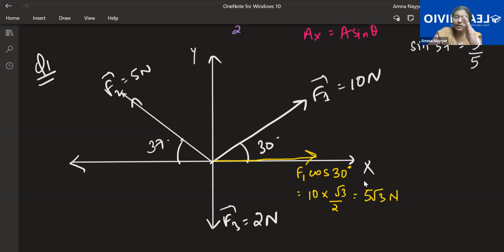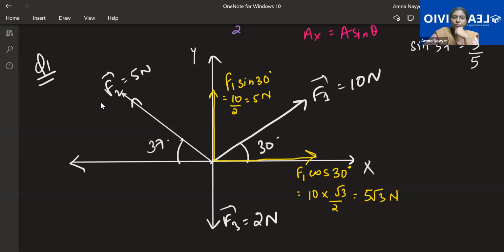So 10 Newton is the parent vector. Now you are extracting its components. So one of the components is 5 root 3. Now we have to look for the other remaining component. That is the perpendicular one, where we receive sine theta. So this one will be F1 sine 30 degrees, which is 10 by 2, that is 5 Newton. Now when you combine these components, you will get your 10 Newton back.